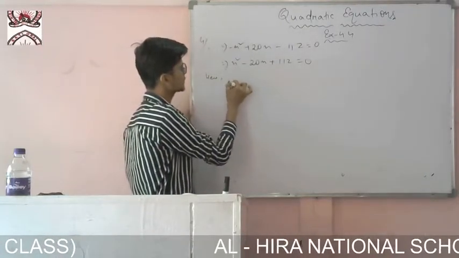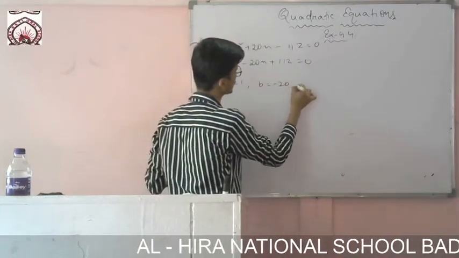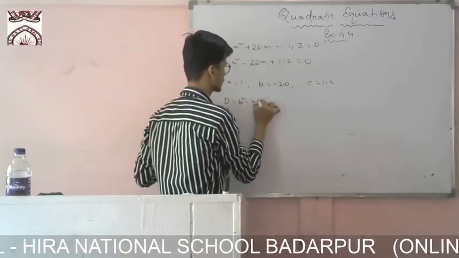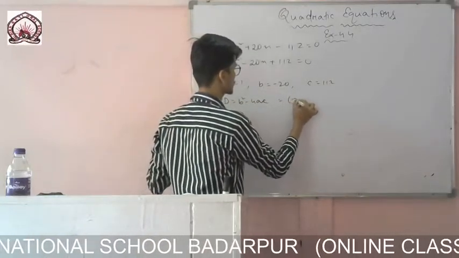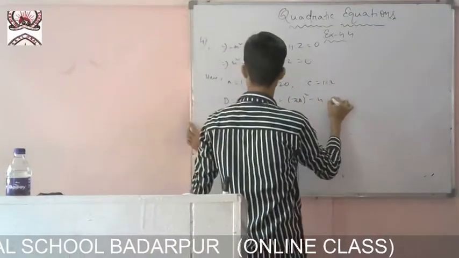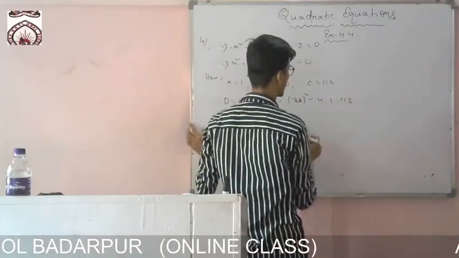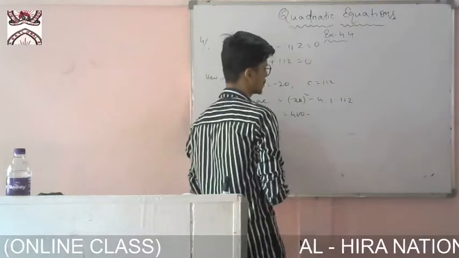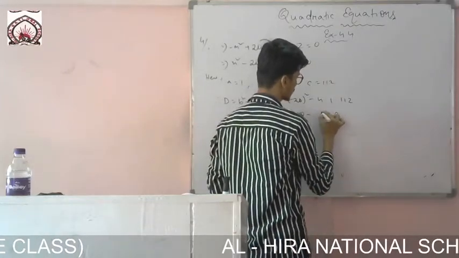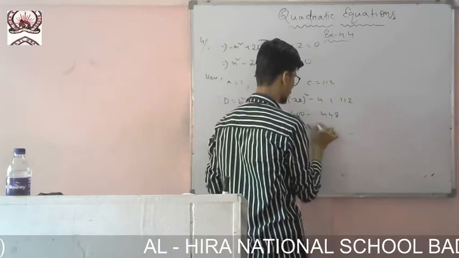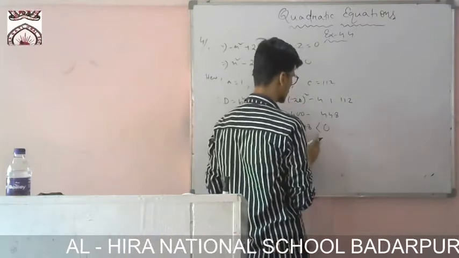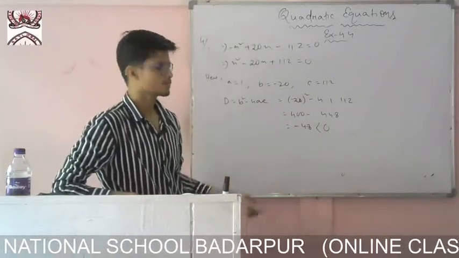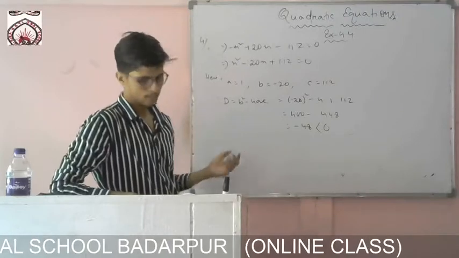So here a is equals to 1, b is equals to minus 20, c is equals to 112. Therefore d is equals to b square minus 4ac. So b square, that is minus 20 square, that is 400, minus 4ac, that means 4 2s are 8, 4 1s are 4. So it is coming minus 48, which is less than 0. And if it is less than 0, then answer will not come. That is, it is not possible to further find the roots.